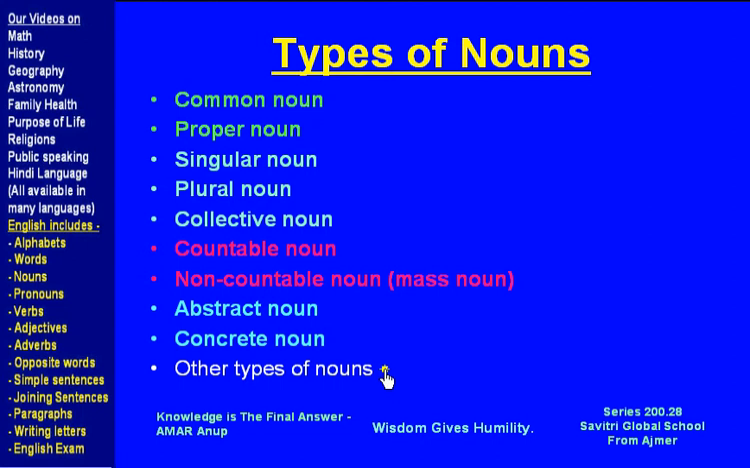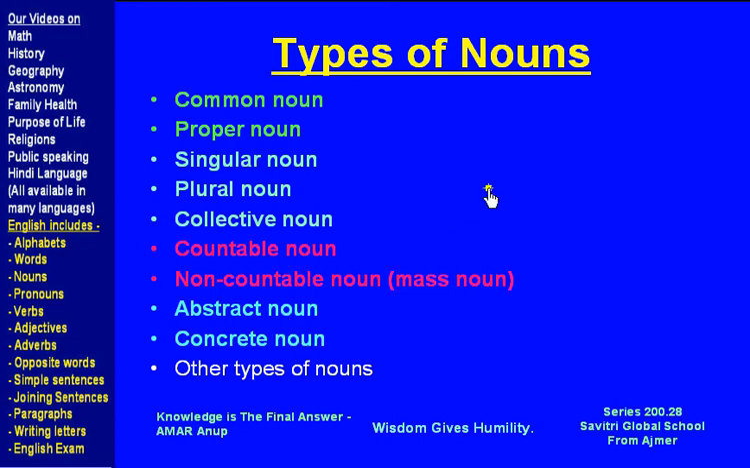And then there are other types of nouns. One thing which I want to clarify at this stage, be very clear about it. A noun can be in more than one class. So it is not that the noun will belong only to one of these classes. No. A noun can be a common noun. It could be at the same time a singular noun. At the same time it can be a countable noun. At the same time it can be a concrete noun.